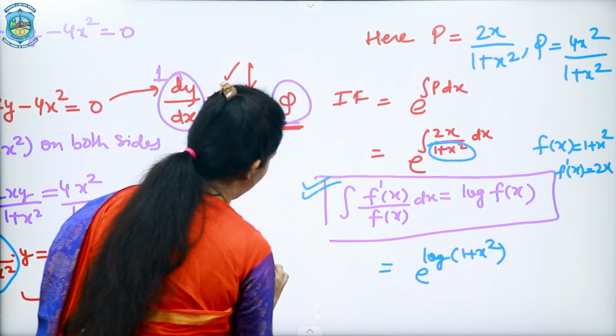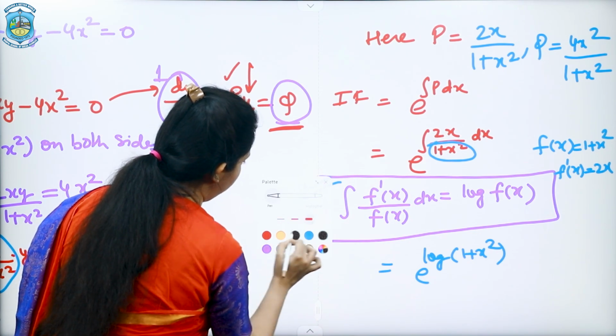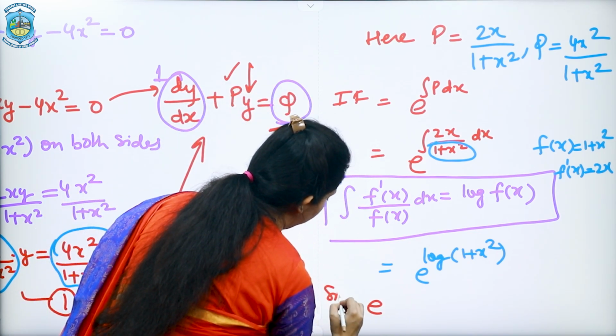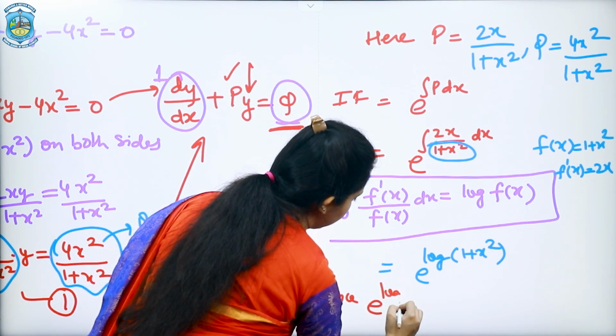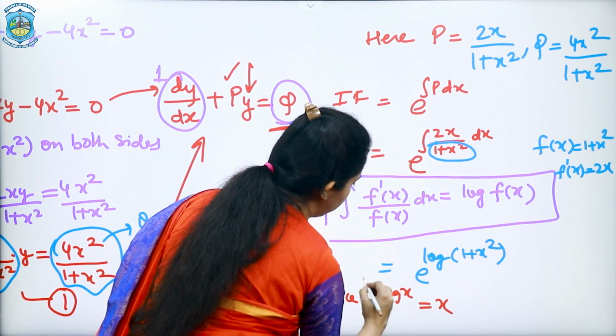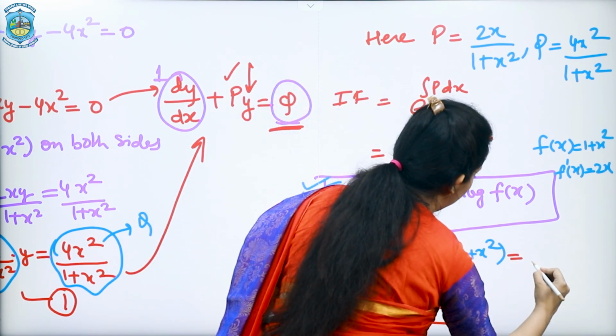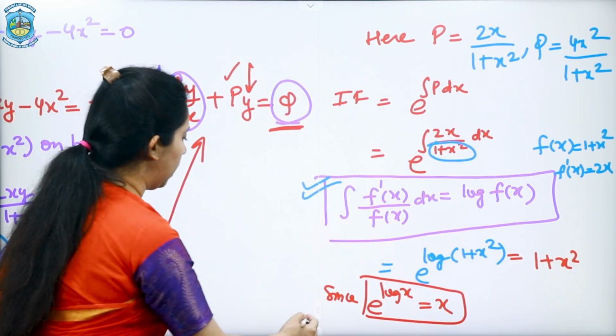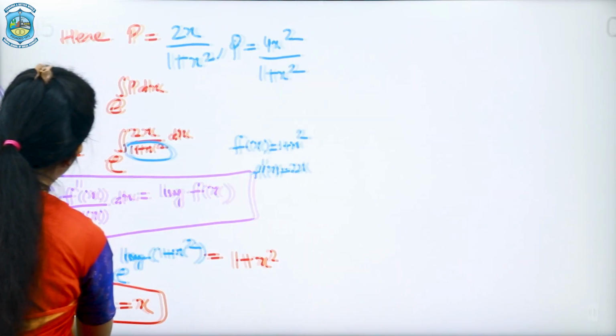Now, again we have the property of log. The property of log is e raised to the power log x is x itself. So, we will use this property and get the value as 1 plus x square. So, this is the value of the integrating factor. We complete with step number 3.